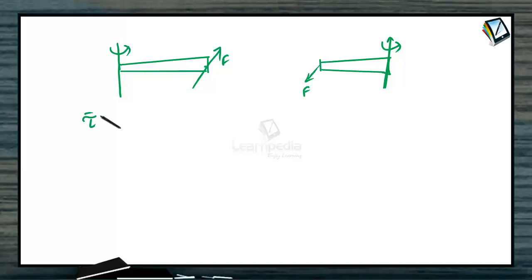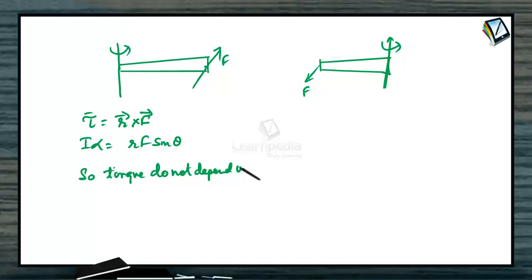Torque tau is equal to R cross F. Force applied, R. Here the mass of the object is not there. And torque is I into alpha, that is R F sine theta. Alpha is angular acceleration, I is moment of inertia. So the torque does not depend upon the mass of the object.